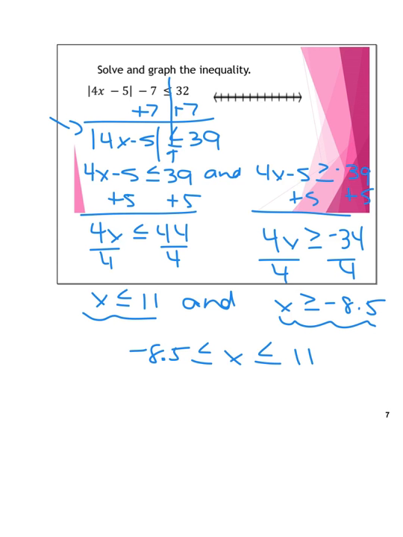So if I go back to my graph, I have -8.5 here. 0, and I'll make 11 somewhere up there. So I have a closed circle above both, and I'm including -8.5 and 11 and all the values that are between them.